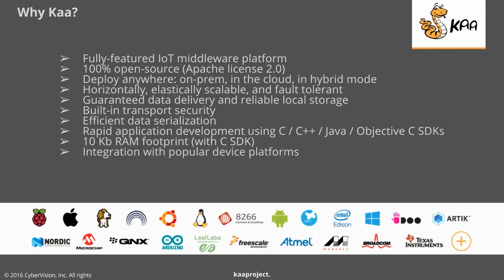It enables you to develop applications very rapidly with several SDKs. So it's C, C++, Java, and now an Objective-C SDK coming in 0.8.0. With the C SDK, the footprint of the minimalistic application does not exceed 10 kilobytes. So that is suitable even for the smallest of devices. And you can see quite a few of those on this slide at the bottom.